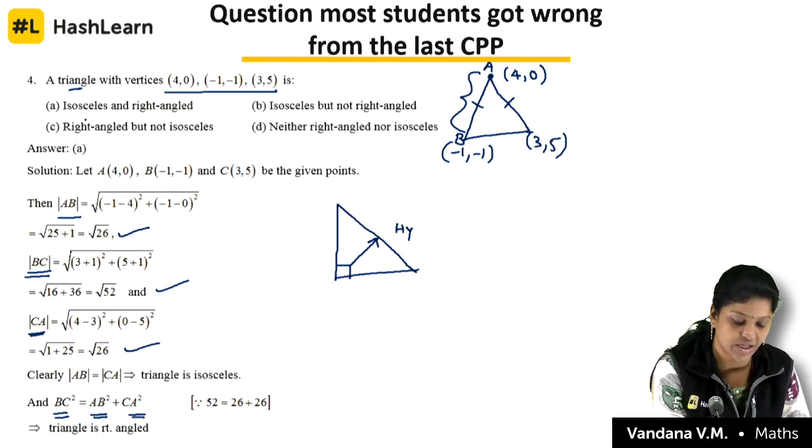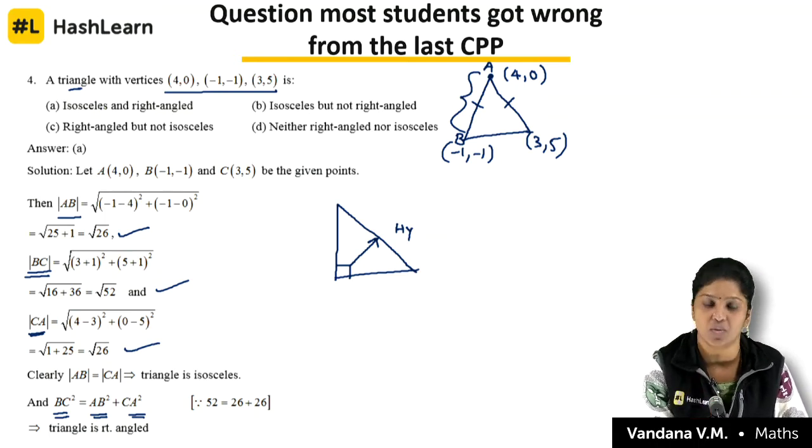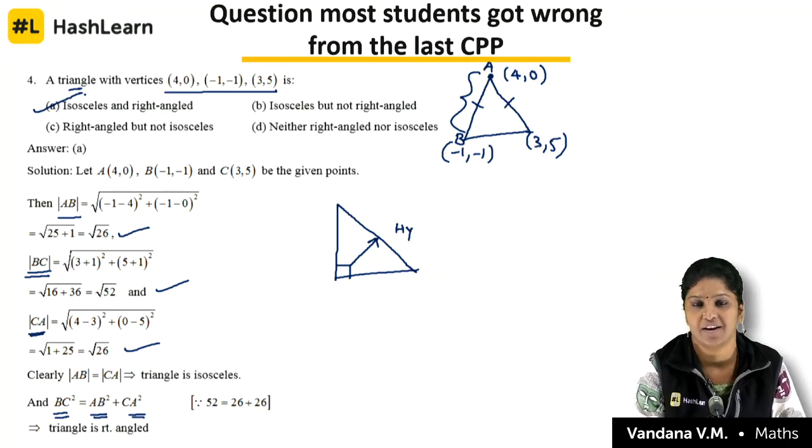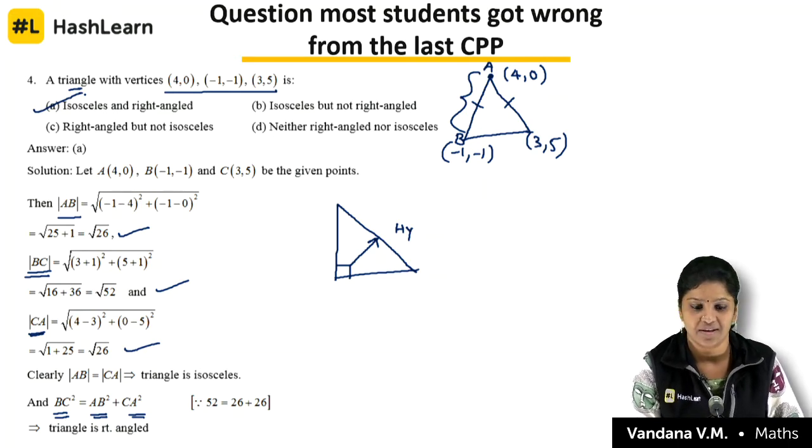So which option is correct? Two sides are also equal, so it is an isosceles and right angle triangle. Clear, children? Yes.